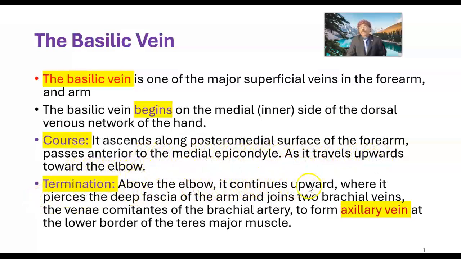Termination: above the elbow, it continues upward where it pierces the deep fascia, called the brachial fascia of the arm, maybe at the level of the mid-arm, maybe at the junction of the upper two-thirds and the lower one-third of the arm, and joins the two brachial veins, the venae comitantes of the brachial artery. It also receives the venae comitantes of the profunda brachii artery and forms the axillary vein at the lower border of the teres major muscle.